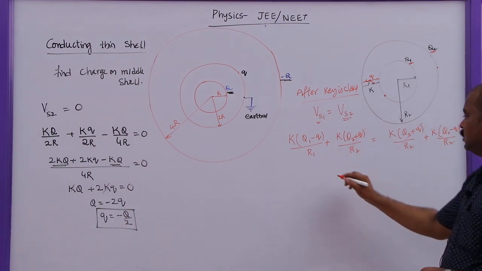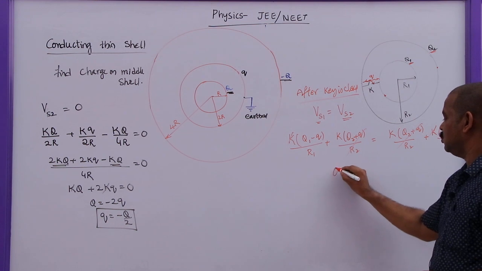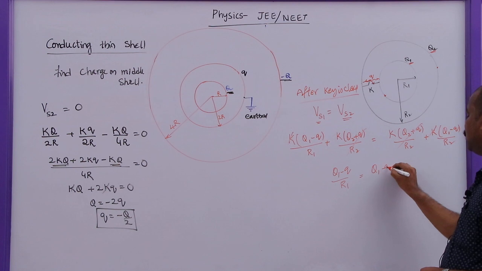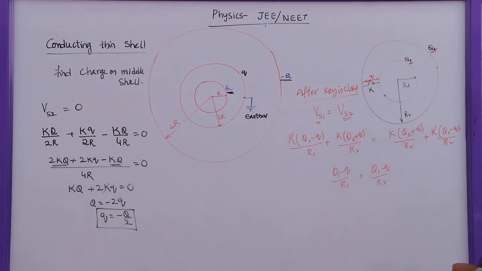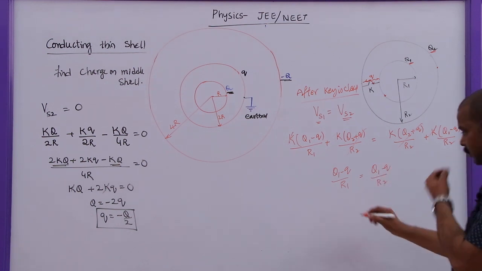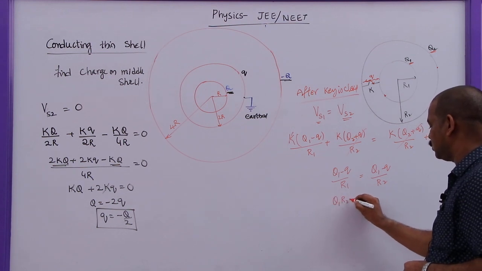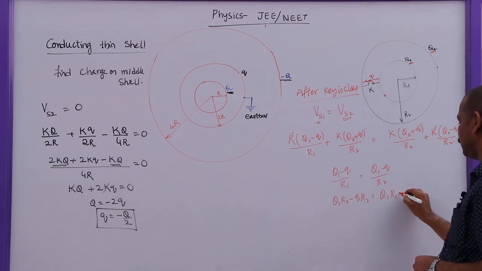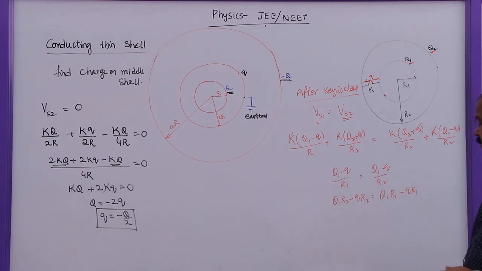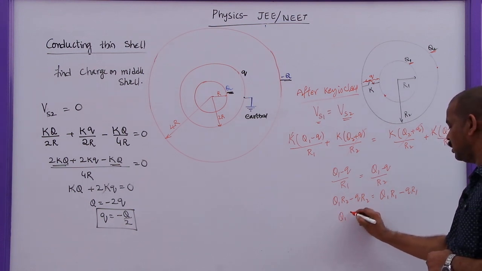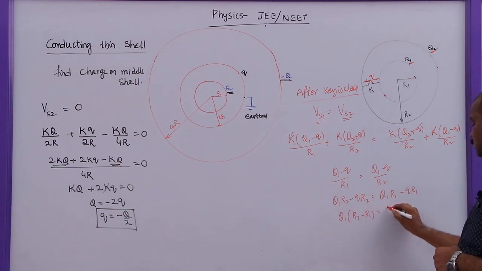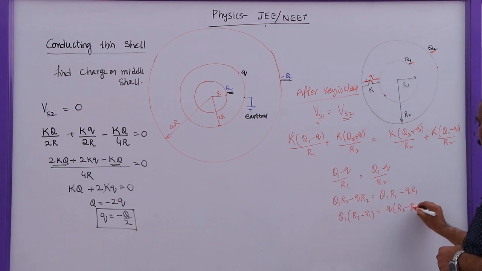So let me cancel it. Now K also gets cancelled. So (Q1 minus q) by R1 is equal to (Q1 minus q) by R2. Now cross multiplication: Q1 R2 minus q R2 is equal to Q1 R1 minus q R1. So let me bring small q's to one side and capital Q's to one side. So this is Q1 (R2 minus R1) is equal to q (R2 minus R1).